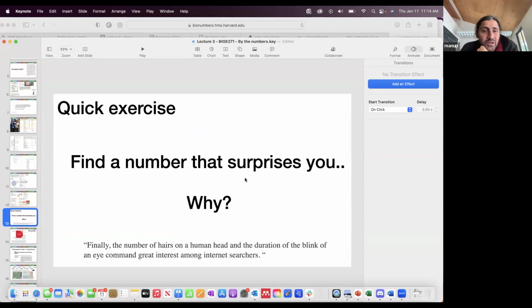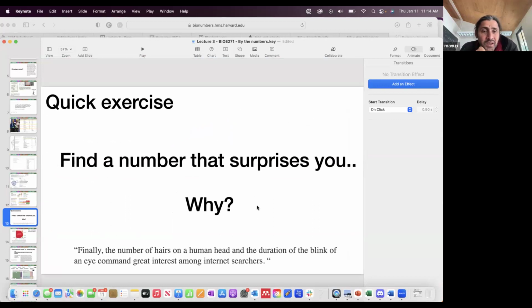Okay, so let's do a little bit of an exercise now. Let's find some numbers and see why they surprise you. This is a little bit about doing this exercise, and you all can do this separately, but to the class of problems that some of you have already been thinking about, can you share a number that kind of jumps out immediately that you wish you knew?